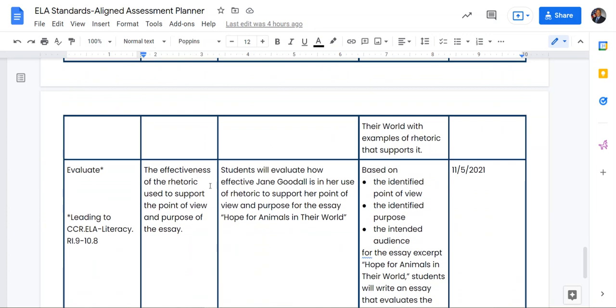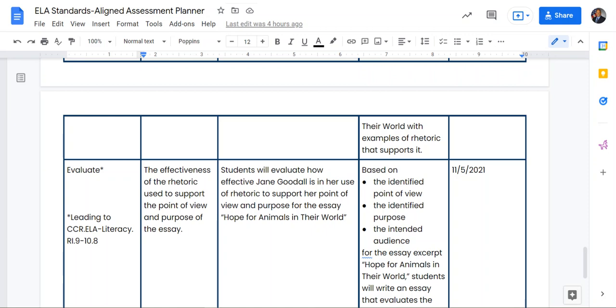Now, as you look, you will see that I have also added another verb to this list because this is going to lead directly to students being able to analyze arguments and write arguments later on. So that's standard 8 on the 9-10 grade level, where they have to evaluate the effectiveness of an argument. So in this case, I'm going to have them evaluate the effectiveness of the rhetoric used to support the point of view and the purpose of the essay. Our learning target is students will evaluate how effective Jane Goodall is in her use of rhetoric to support her point of view and the purpose for the essay, Hope for Animals in Their World.